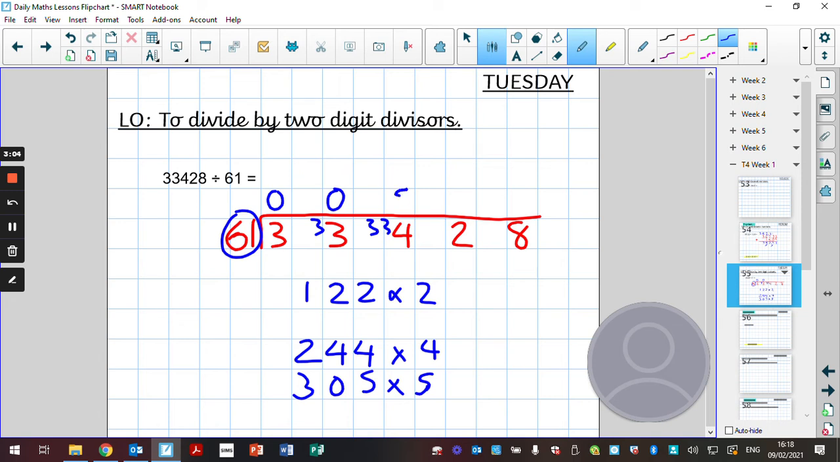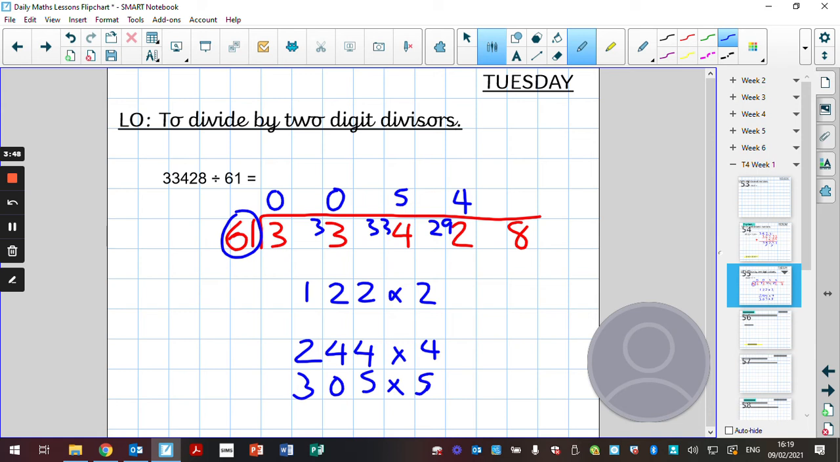So I know that 61 goes into 334 5 times. But what's our remainder? Well, I can subtract 305 from 334. Now that would give me a remainder of 29. So I need to exchange that 29. Let's just make sure. Well, if I added 20 to 305, I get 325, plus the 9 is 334. So I know I've got that right. Now I need to work out how many lots of 61 go into 292. Because we've already done some multiplication facts, I can see that it's going to be 4 lots, and I'm going to have a remainder left.